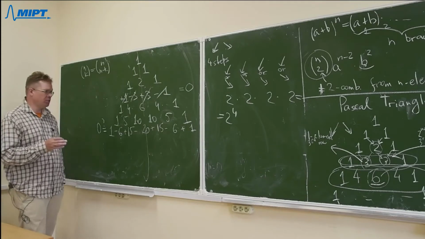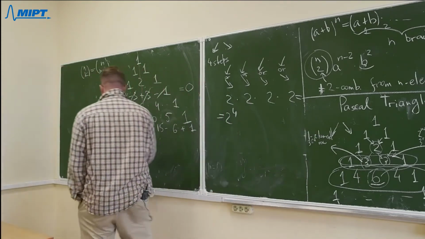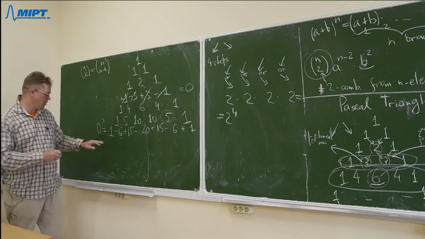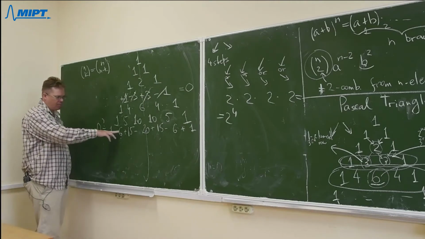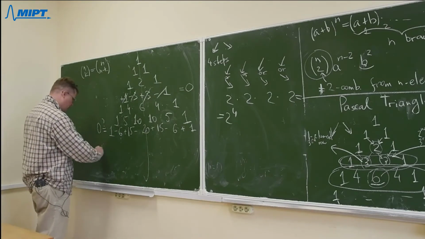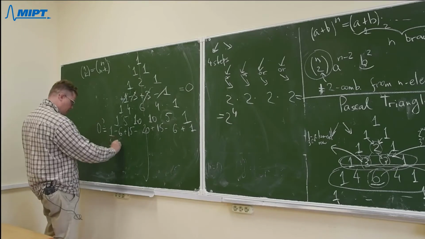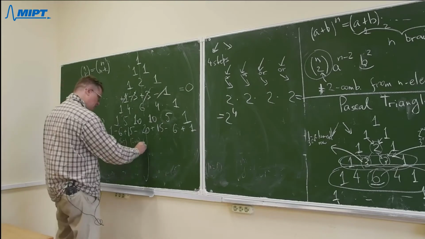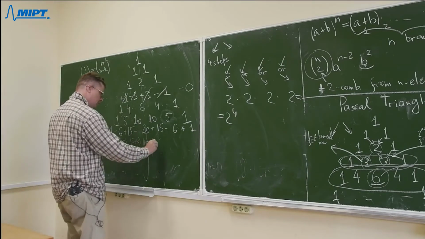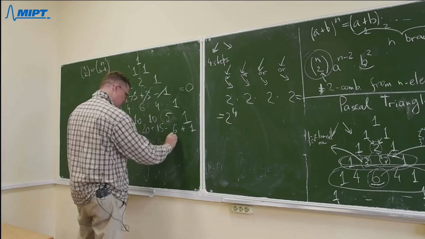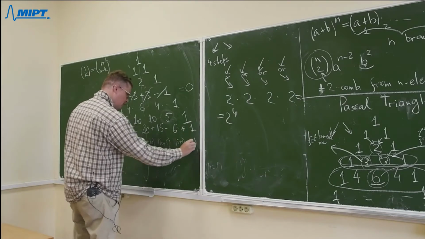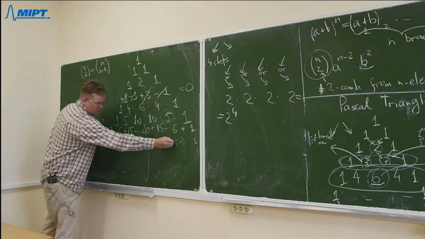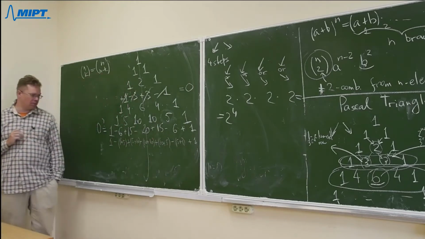We don't need the symmetry. We just need this rule. So let's use this rule and write not 6 but 1 plus 5 here. So we have 1. Here we have 1 plus 5. Here we have 5 plus 10. Here we have 10 plus 10. Here we have 10 plus 5. And here you have 5 plus 1, and 1. What happens if I now look at this alternating sum?